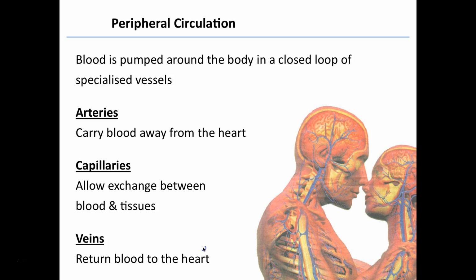Arteries carry blood away from the heart. Capillaries allow exchange between the blood and the tissue, so this is where usually the gaseous exchange will occur. And then the veins return the deoxygenated blood to the heart.